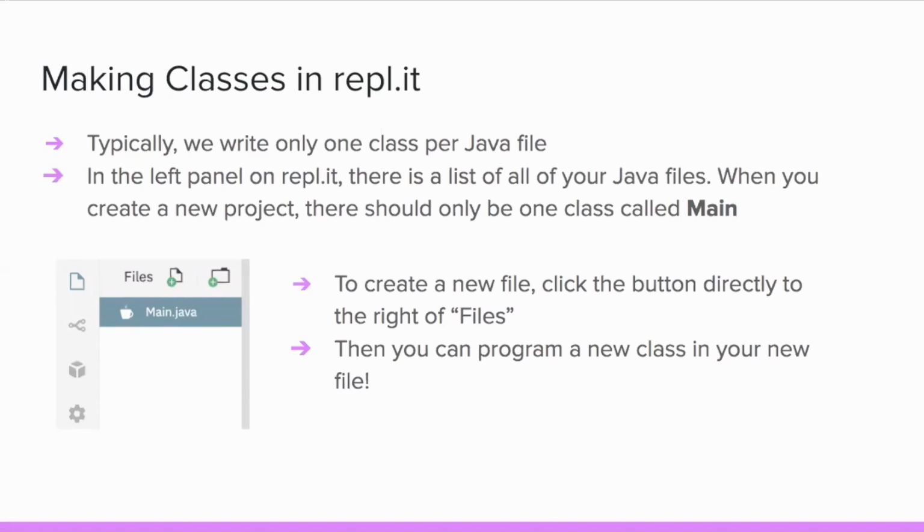When you create a new project, there should only be one class called main. To create a new file, click the button directly to the right of Files. Then you can program a new class with your new file.